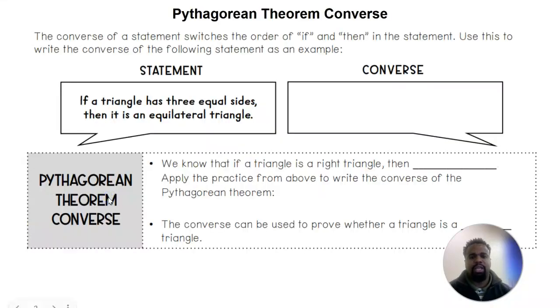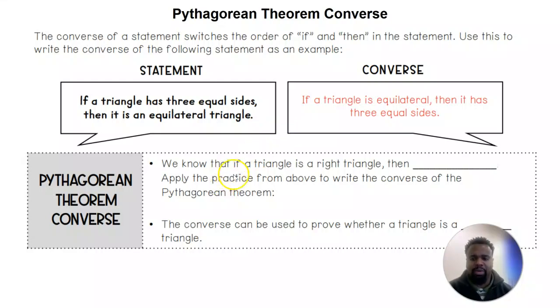Just want to take a few minutes to talk to you about the Pythagorean theorem converse. When you think about a converse, you're switching the order of your statement. An example would be: if a triangle has 3 equal sides, then it is an equilateral triangle. If we do the converse, we just switch the order of the statement, and we could say that if a triangle is an equilateral triangle, then it has 3 equal sides.